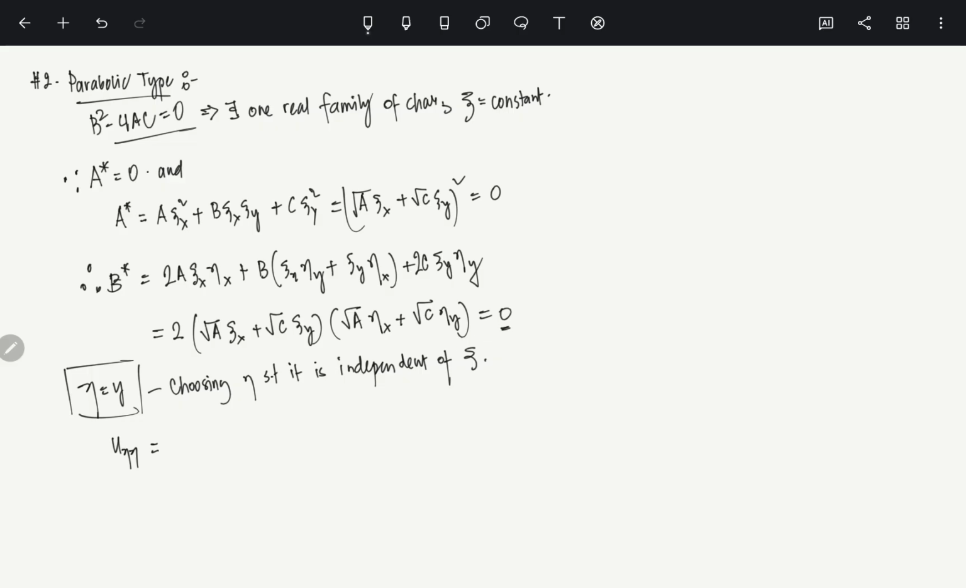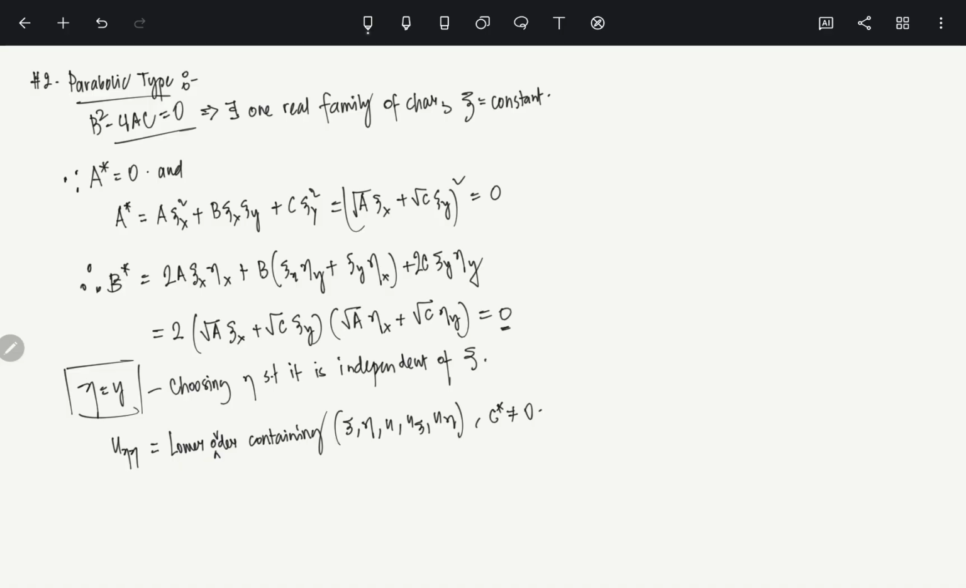So if A star and B star are both 0, what you have is only the C star part. If you divide it out by C star, the equation becomes u eta eta equals to some lower order terms containing xi, eta, u xi and u eta. And C star is non-zero. So A star is 0.